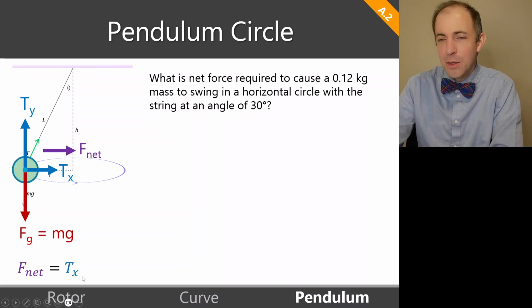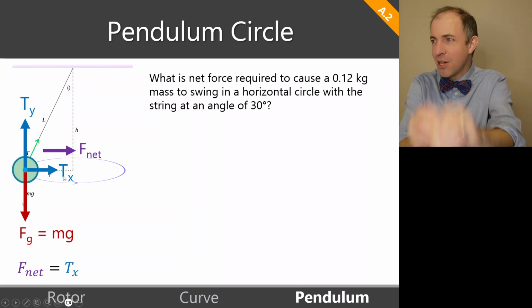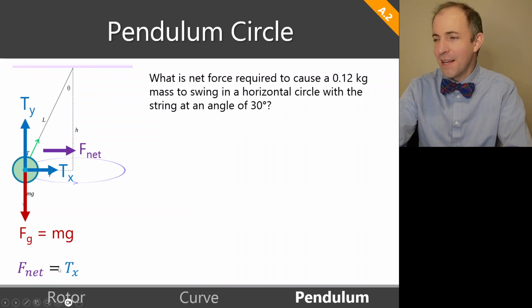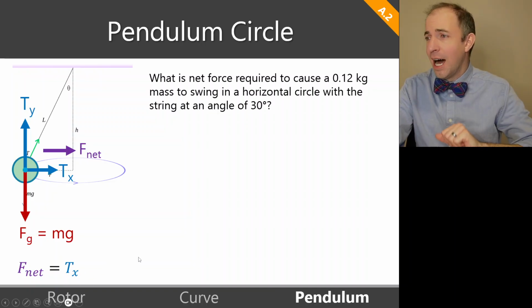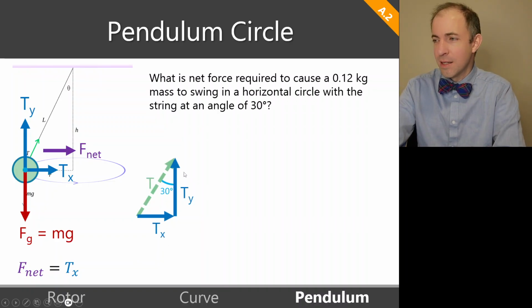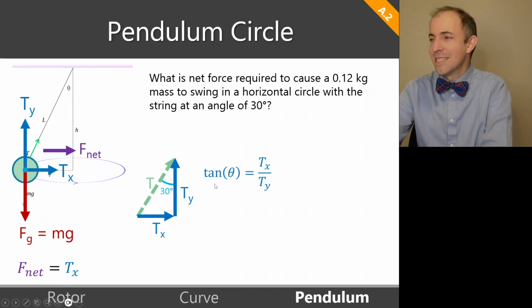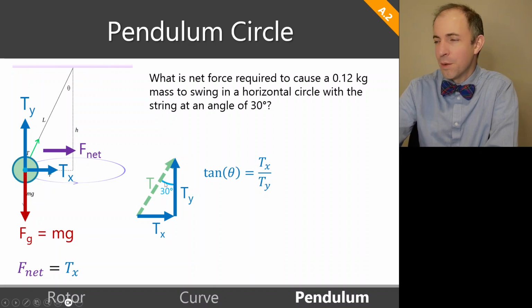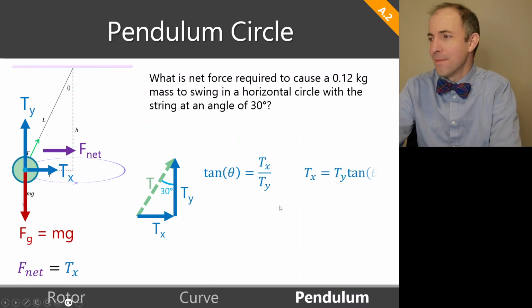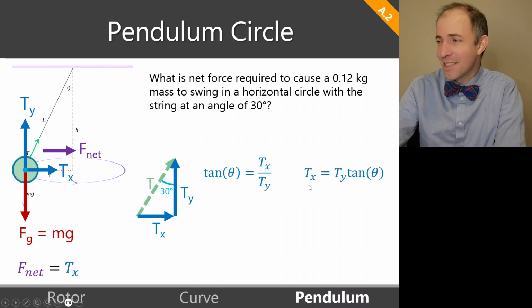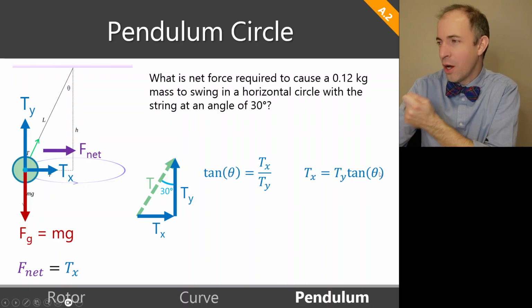I know that F net is equal to Tx, so that's kind of my target here. I'm trying to find the net force, which means if I can figure out what Tx is, I have found it. So let's figure out what we know. We know that there is a triangle here, that this 30 degrees is happening up here. That 30 degrees is representing the angle in the triangle Ty, Tx, and T, the tension, which means that the tangent of my angle is equal to the opposite over the adjacent. So I can relate Tx and Ty through the tangent of theta, which means I can calculate Tx if I know what Ty is and I know what the angle is.